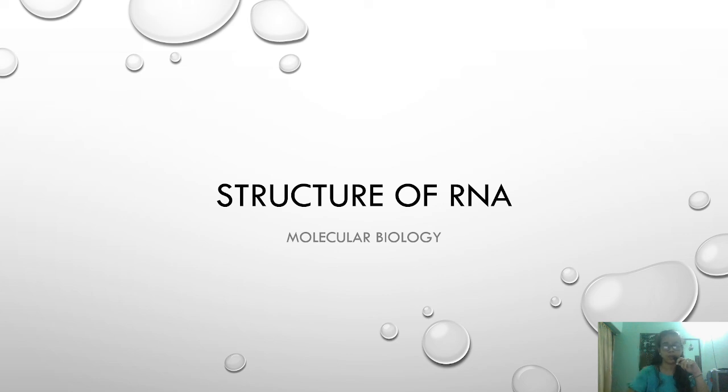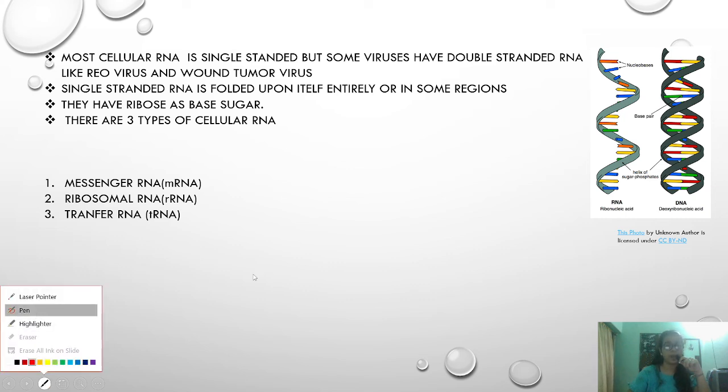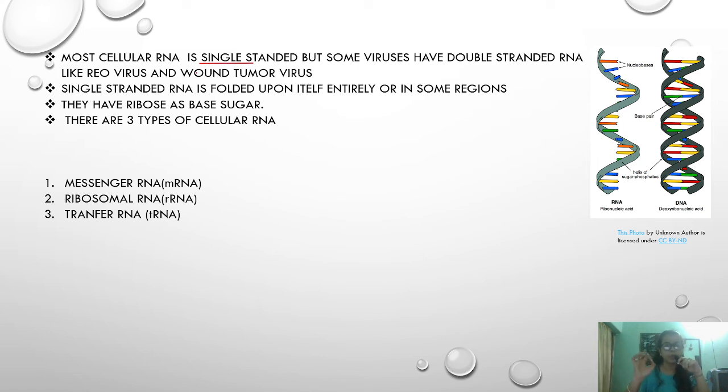So let's begin. As you all know, RNA is a nucleic acid. In the first part, in the DNA structure, I discussed that RNA is a single stranded structure. It is known as ribonucleic acid. Why is it called ribonucleic acid? Because it has ribose as its sugar molecule. This is the important point. And it is folded upon itself entirely or in some regions.